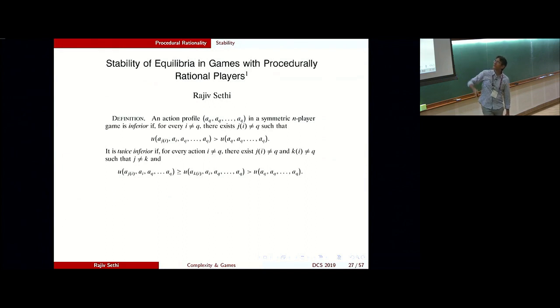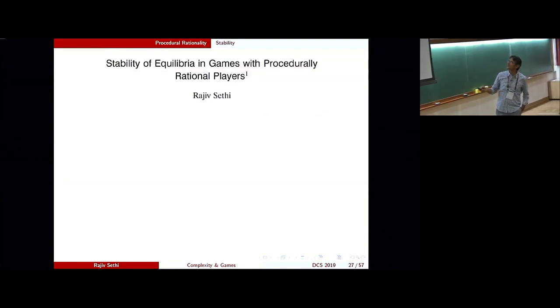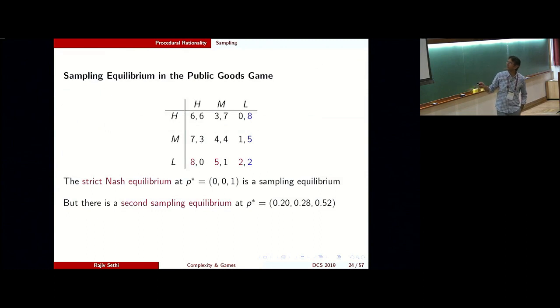So if you take an action profile in a symmetric game, we'll say that the action profile is inferior if for every player i, for every action, there exists some other action different from Q. Wait a second. Okay, let me just say this in words. So take this action profile, LL. An action profile is inferior if for every deviation by the other player, from L to M or L to H, there should exist a deviation for me, such that I, forget about the other player, am better off than I was at the incumbent state.